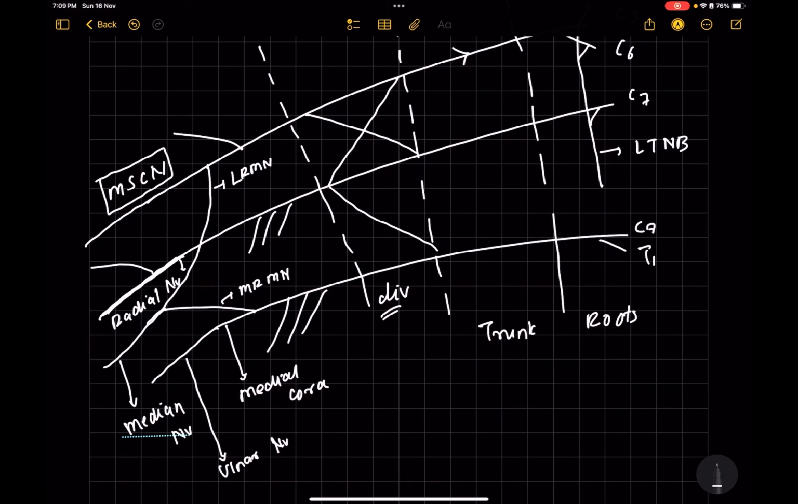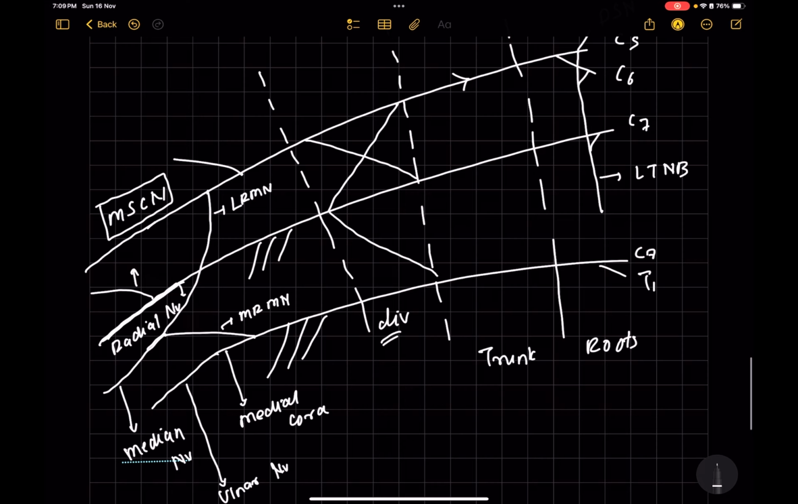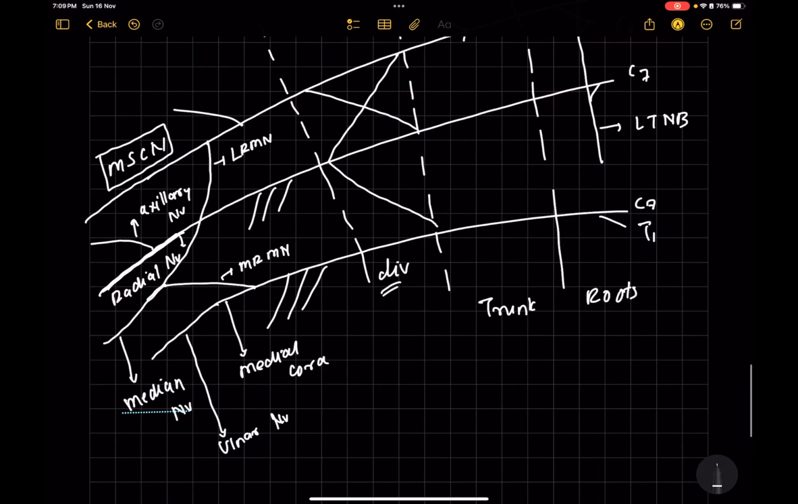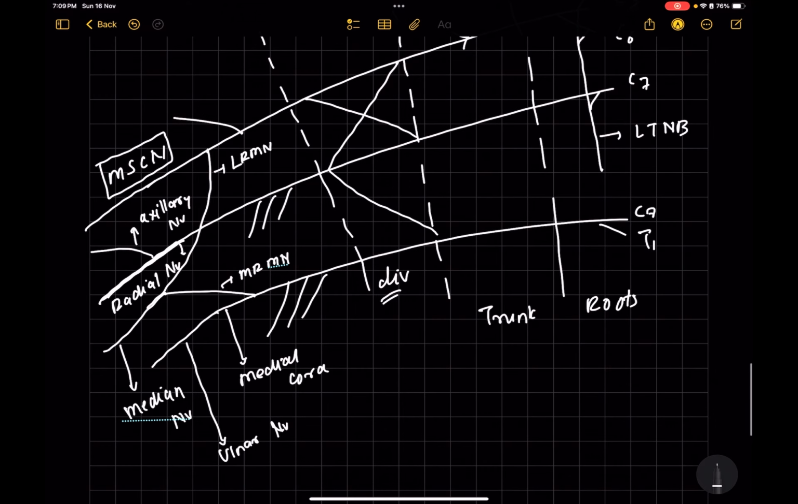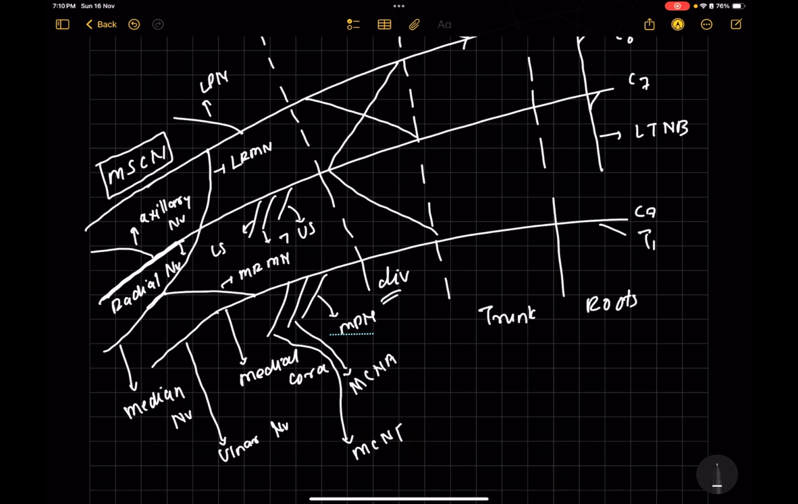Okay, and another nerve that is present along with this is the axillary nerve. Okay, so these are your major nerves. Now just mark this off: this is the upper subscapular, this is the lower subscapular, this is the thoracodorsal, this is your lateral pectoral nerve. This is your medial pectoral nerve, this is your medial cutaneous nerve of arm, this is your medial cutaneous nerve of forearm.